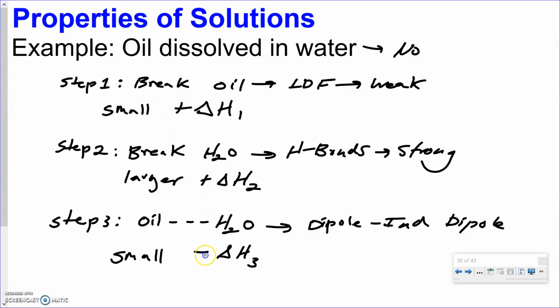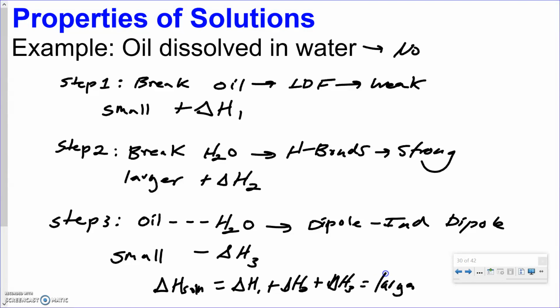So we have a small positive and a small negative. I'm going to say these two cancel each other out for the most part. Granted, there could be one that's a little bit larger than the other, but for the most part, we're going to say they're canceled out, which means what we're left with is this large positive delta H. Our delta H of solution, which is these three numbers put together, delta H1 plus delta H2 plus delta H3, is going to result in a larger positive delta H.